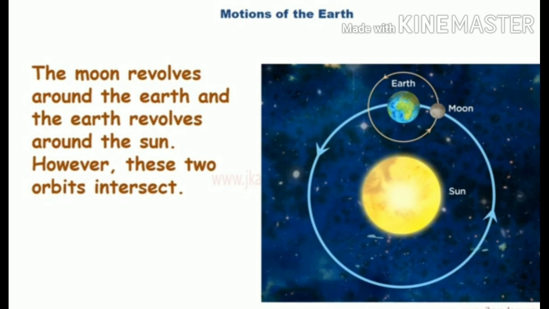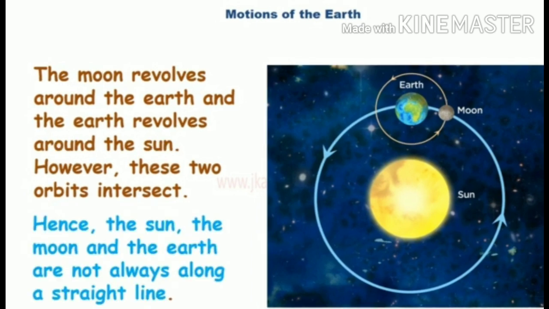Children, what do you mean by orbits? You have already studied about this. An orbit means the path that the Earth takes to travel around the sun and the path that the moon takes to travel around the Earth is called orbit. So, these two orbits intersect. Intersect means to pass or to come across each other.